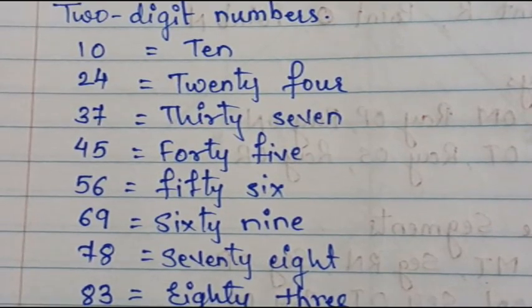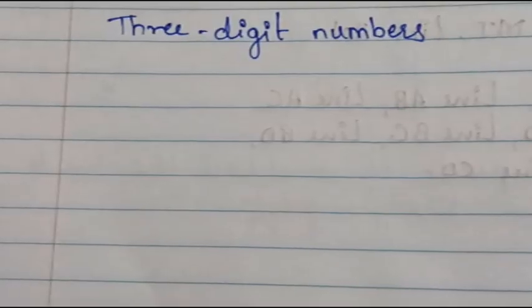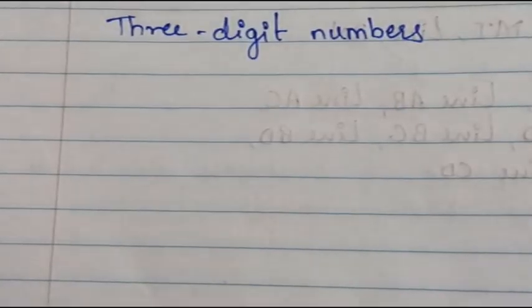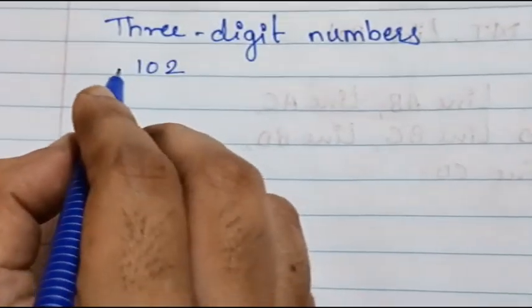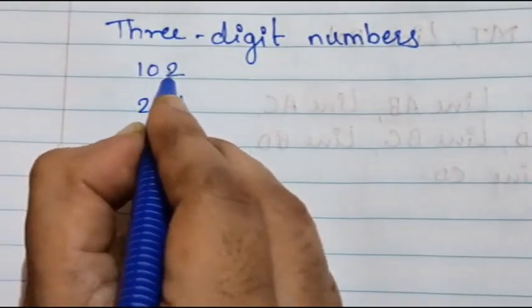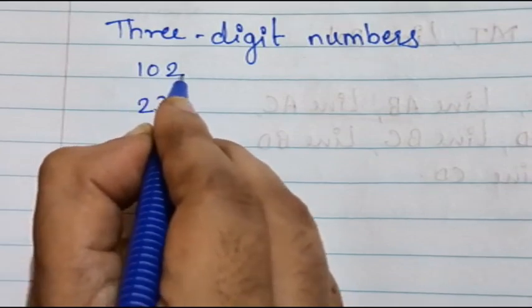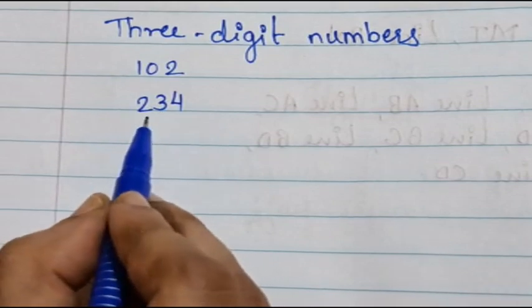Now we have completed 2-digit numbers. Now it is 3-digit numbers. Students will write the 3-digit numbers. Again you will make them from those single digit numbers. First I will make it as 102, then 234, then 319.